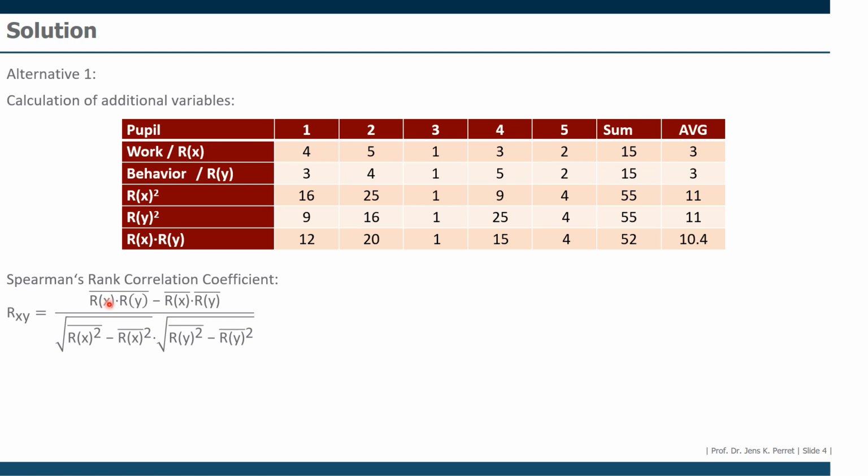Well, here we have the average of rx times ry, that's a 10.4. Then we have minus the average of rank of X, that's the 3 here, times the average of rank of Y, that's the 3 here.